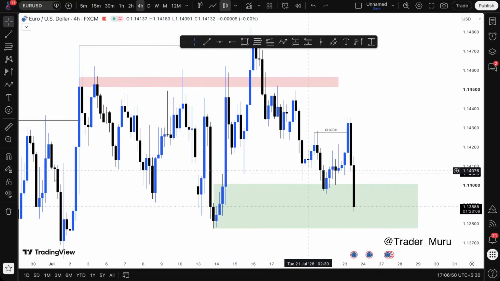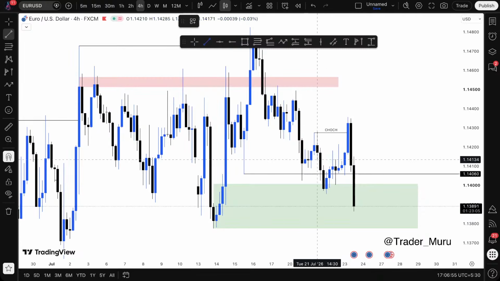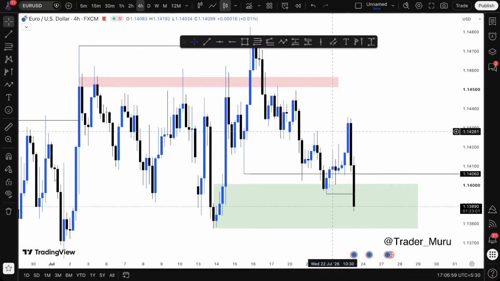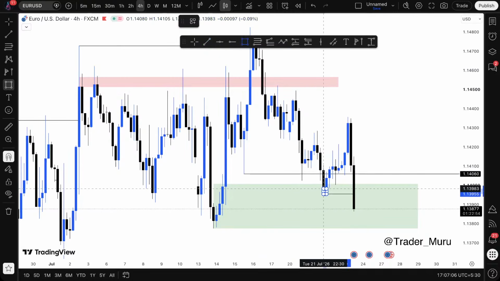Now this structure is strong on the bearish side. On a candle closing below this low, you can watch for short on retest. This is not a change of character, this is just a liquidity sweep. So this area will act as resistance now in euro.